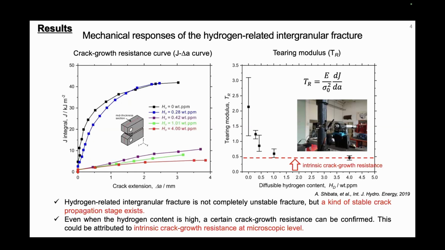And this graph shows the change in tearing modulus with the hydrogen content. As you know, tearing modulus is a parameter representing the crack growth resistance according to this equation. Tearing modulus, that is the crack growth resistance, decreases like this with increasing hydrogen content. But even when the hydrogen content is high, as much as 48 ppm, still a certain crack growth resistance can be confirmed like this. So we are now considering that this could be attributed to the intrinsic crack growth resistance at a microscopic level.